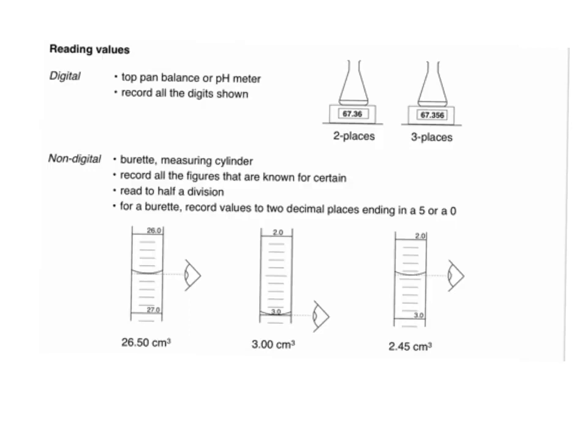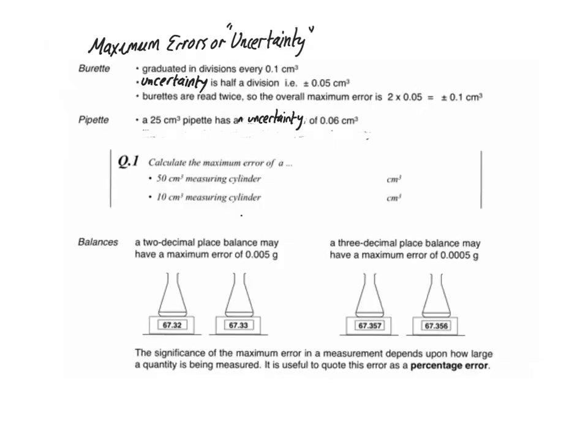If the meniscus was in between two of the graduations, you would record that second decimal place as 5. To get the maximum error or uncertainty, let's take a burette, which the graduated divisions are every 0.1 centimetres cubed. What we do then is take the uncertainty as half of that division. So the uncertainty would be plus or minus 0.05 centimetres cubed.